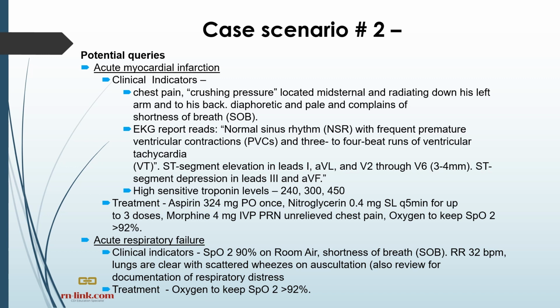2. Acute respiratory failure. Clinical indicators, SpO2 90% on room air, shortness of breath. Respiratory rate of 32, lungs are clear with scattered wheezes on auscultation, also review for documentation of respiratory distress. Treatment, oxygen to keep SpO2 greater than 92%.